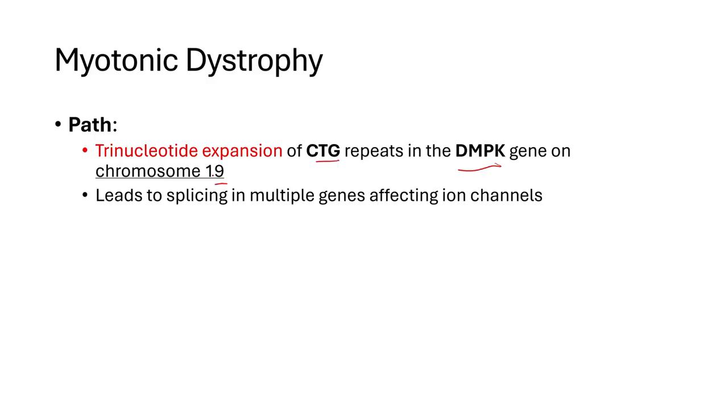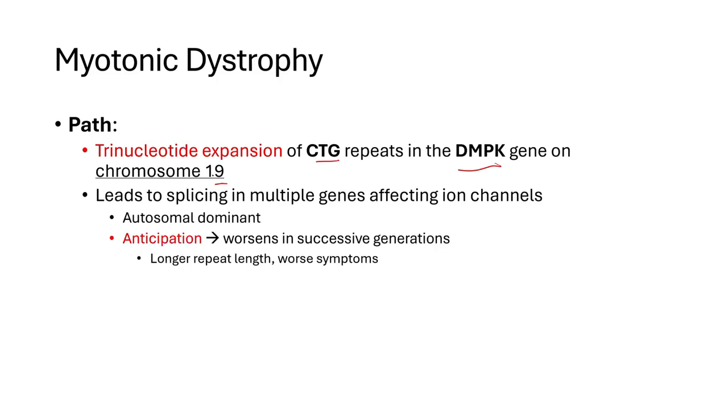And what this causes is trapping of the RNA binding proteins. And this disrupts alternative splicing in multiple genes. This causes a lot of symptoms in the long run. Now, myotonic dystrophy compared to the other two, Becker's and Duchenne, is autosomal dominant, not X-linked recessive.